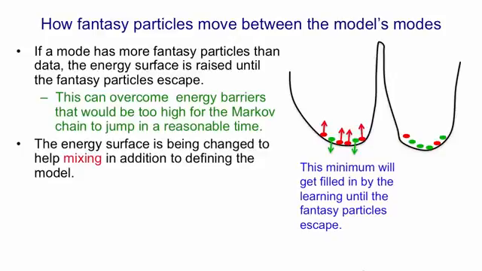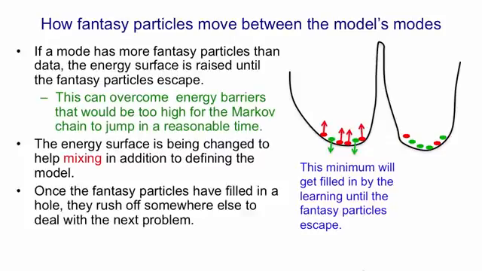So what's going on here is the energy surface is really being used for 2 different purposes. The energy surface represents our model, but it's also being manipulated by the learning algorithm to make the Markov chain mix faster, or rather to have the effect of a faster mixing Markov chain. Once the fantasy particles have filled up one hole, they'll rush off to somewhere else and deal with the next problem. An analogy for them is that they're like investigative journalists who rush in to investigate some nasty problem. As soon as the publicity has caused that problem to be fixed, instead of saying, okay, everything's okay now, they rush off to find the next nasty problem.